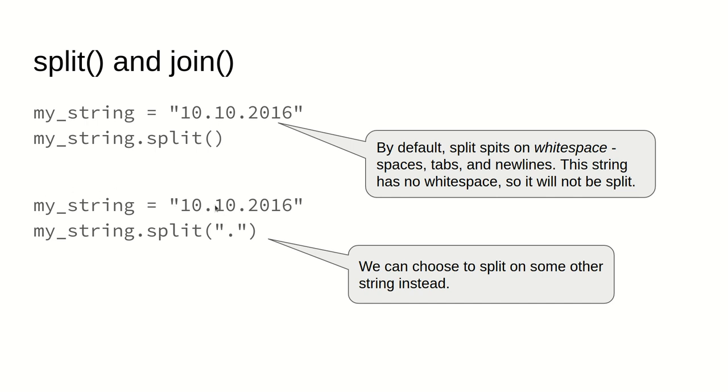But if I call split with quote, period, end quote, that tells split, look for periods in the text that I'm splitting, and eliminate those periods and create new strings on either side of those periods. So from this one, we would come away with a list that contains the string 10, another string 10, and the string 2016. Because we told it explicitly to split on the periods, again, they'll be removed entirely. They won't appear in the list anywhere.